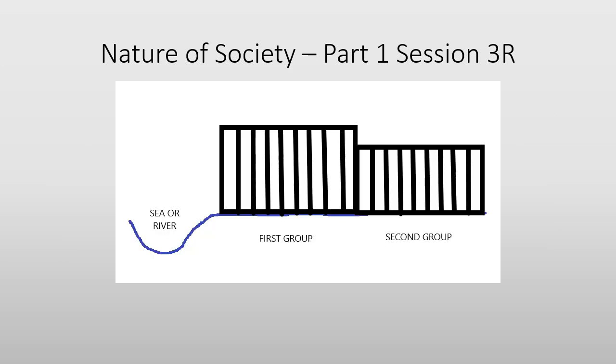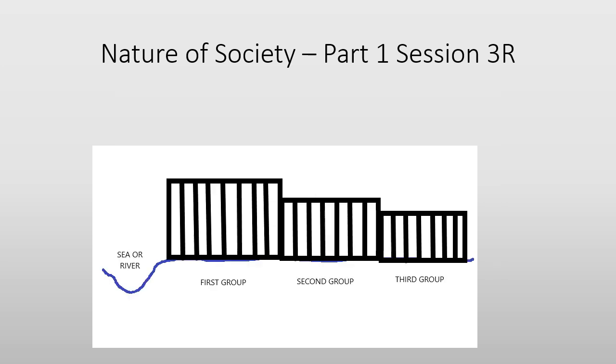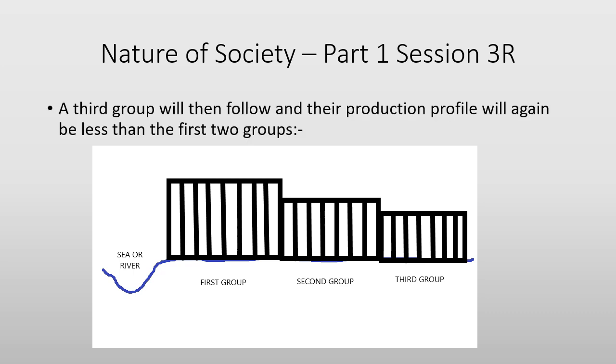So we have the second group arriving, and they locate themselves adjacent to the first group, but their production levels are not quite the same as those of the first group, in that they don't occupy the best lands as would the first group do. A third group then follows, and their production profile will again be less than the first two groups.